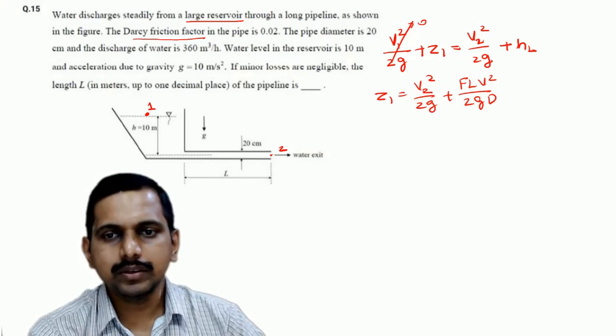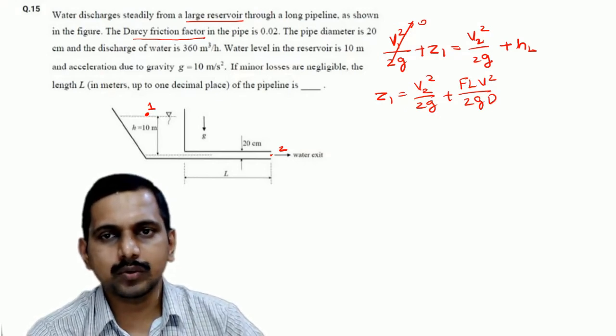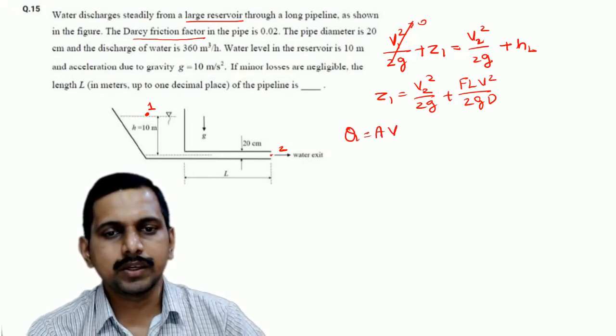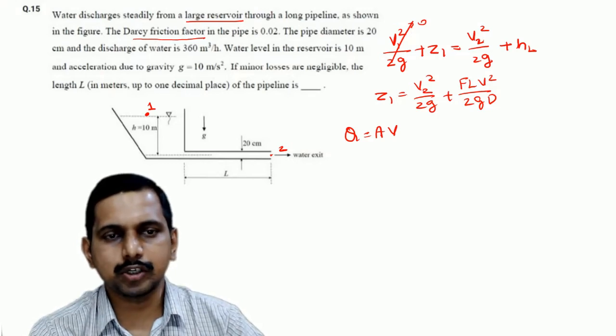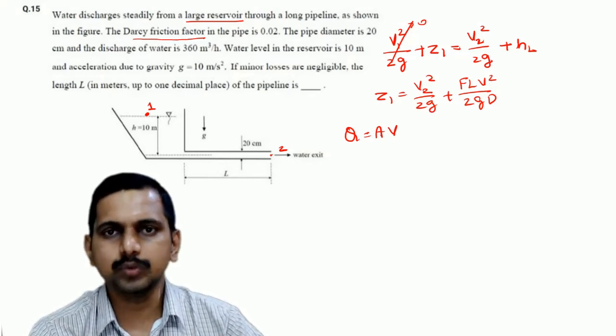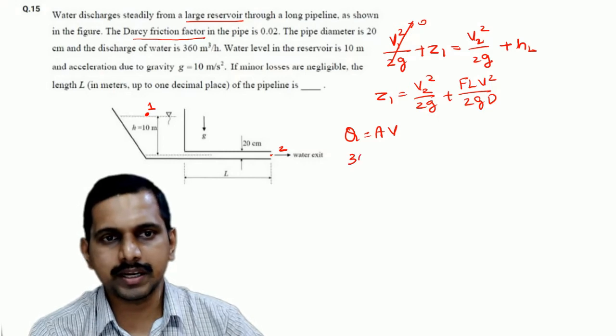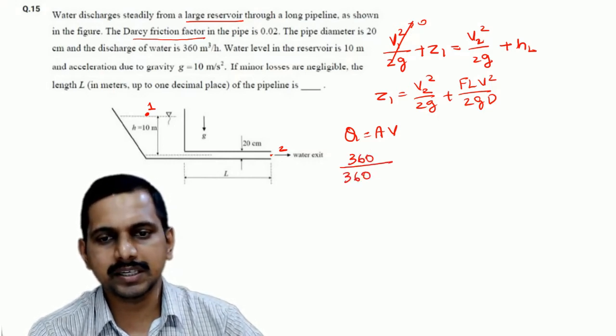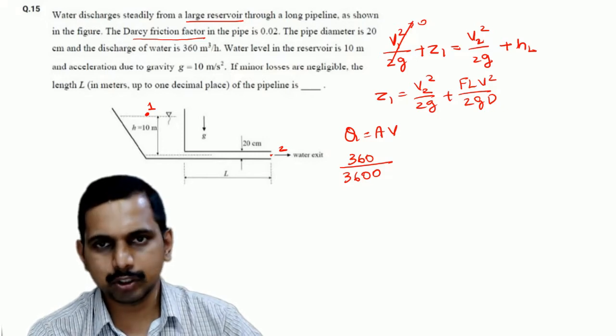Now here one of the things that is not known is velocity. We can find out the velocity. Q is given. Q is equal to area into velocity. Q is given as 360 meter cube per hour. So let us convert it into meter cube per second. So 360 meter cube per hour divided by 3600 seconds. Correct? That will give meter cube per second.